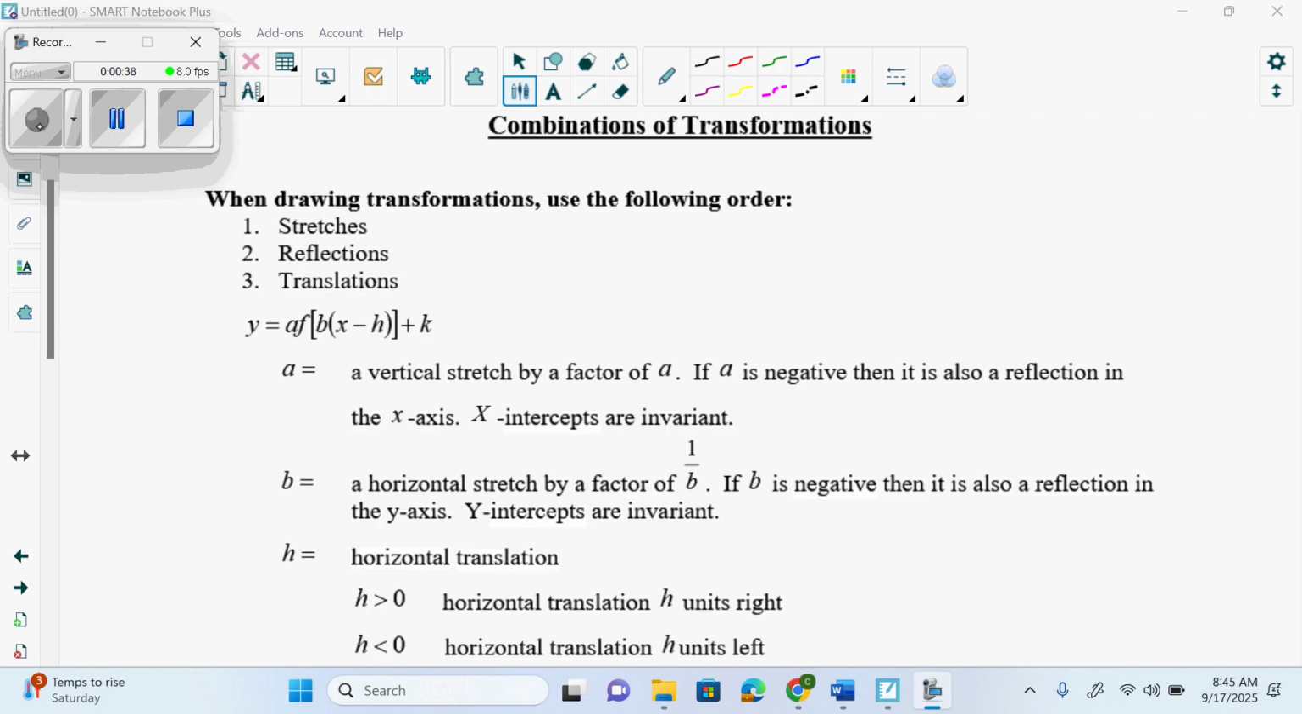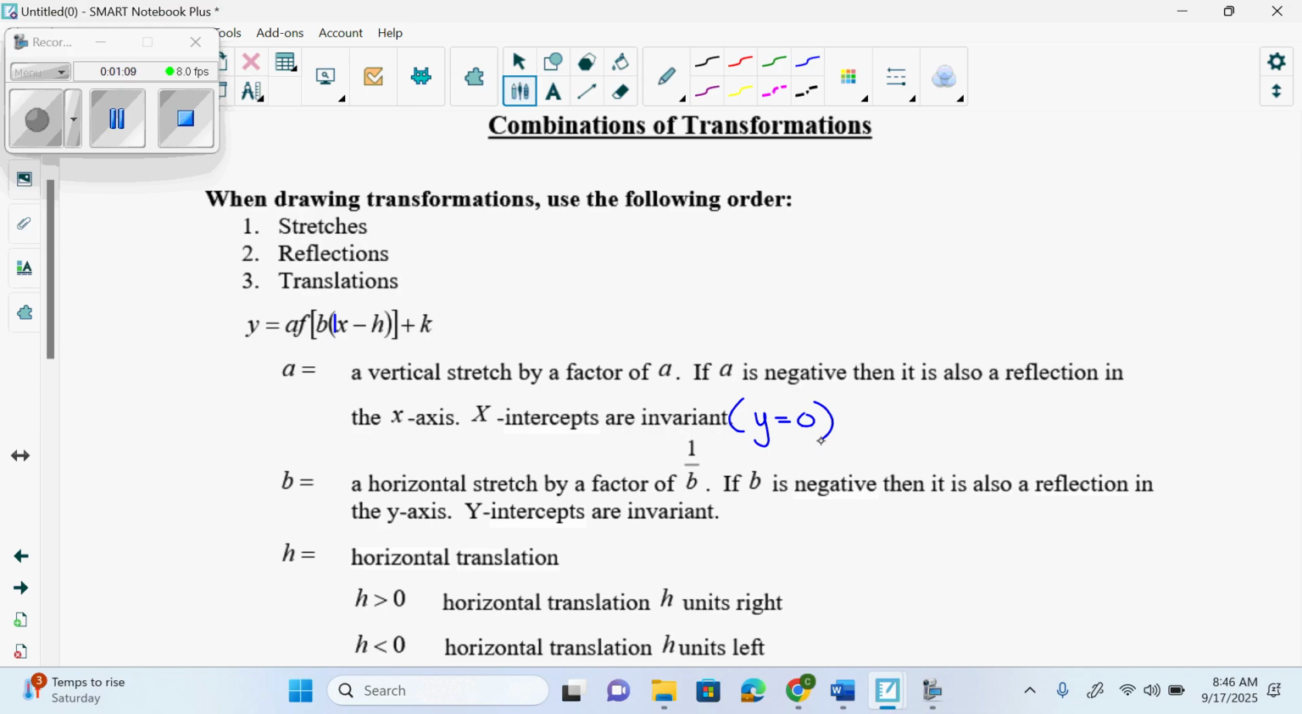All right, so the A, if we get into y equals, and we have a 1 in front of our x, the A is a vertical stretch by a factor of A. If A is negative, then it's also a reflection in the x-axis, right? And the x-intercepts are invariant. The x-intercepts are invariant because that's where y equals 0, correct? So if all we have is stretches and reflections happening, then our x-intercept and y-intercept will be the invariant points.